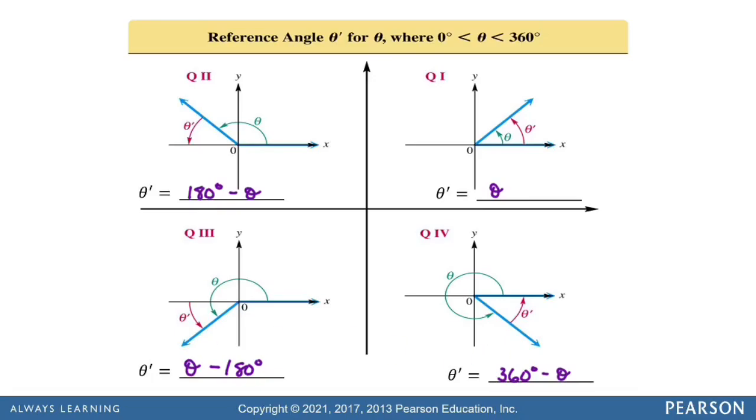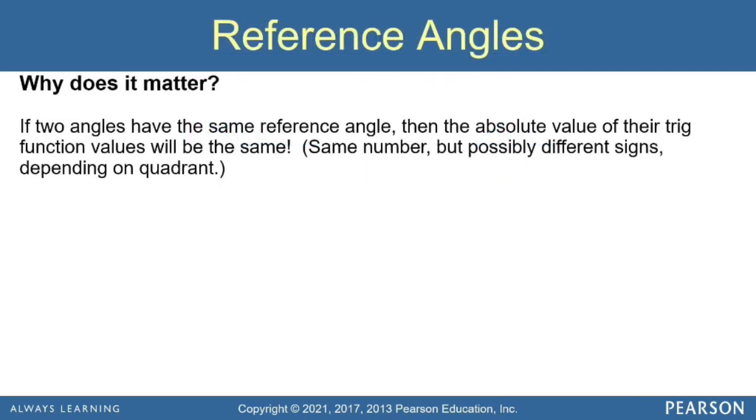And we'll just do everything by intuition. So you might be wondering, what's the big deal? Why does it matter about the reference angle? Well, here's the big deal. If two angles have the same reference angle, then the absolute value of their trig function values will be the same. And by absolute value, we mean that these two trig function values will have the same number, but possibly different signs depending on the quadrant. So one could be positive and one could be negative, but they'll have the same absolute value.